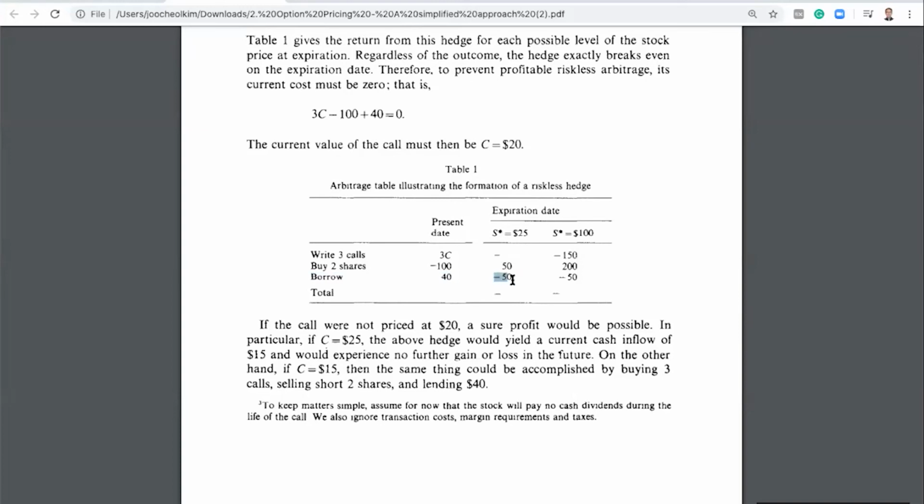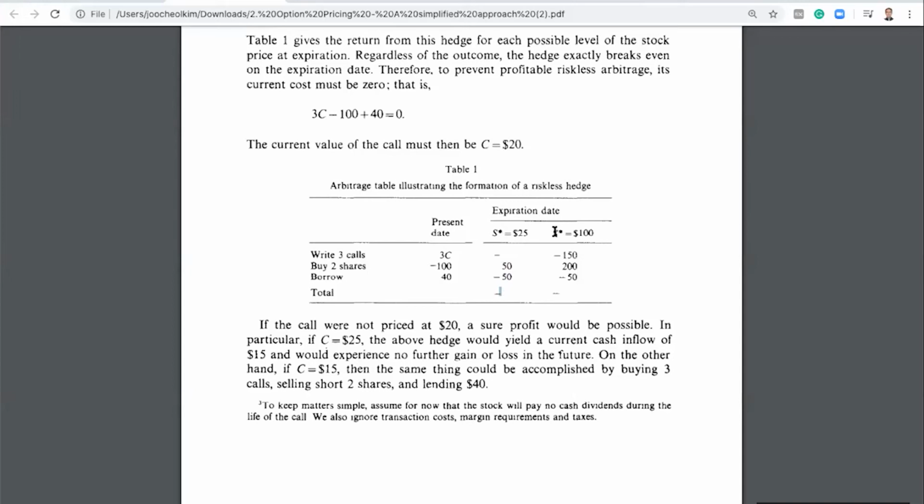So it's minus 50. And when you add these 3 numbers, the first one is 0, the second one is plus 50, the last one is negative 50. So if you add these 3 numbers, it is 0 basically. So now I know that on the expiration date, if the down state happens, then my overall cash flow is going to be 0.